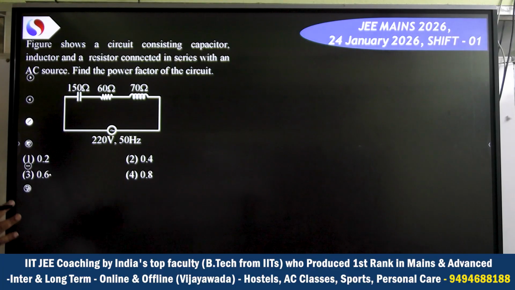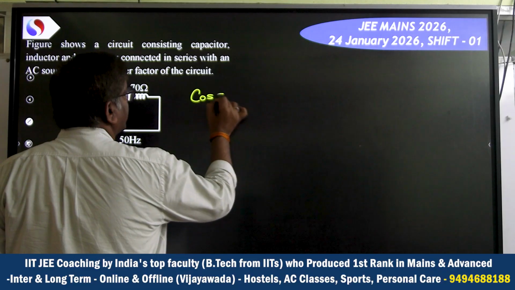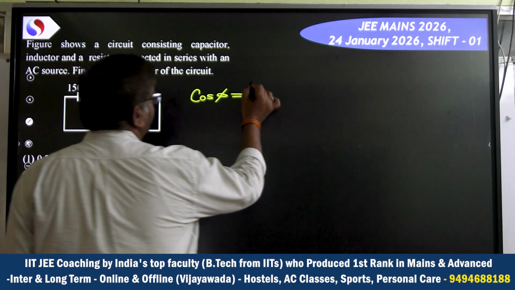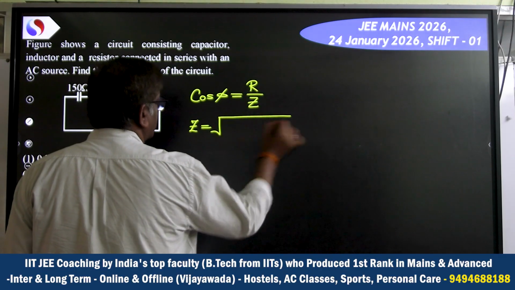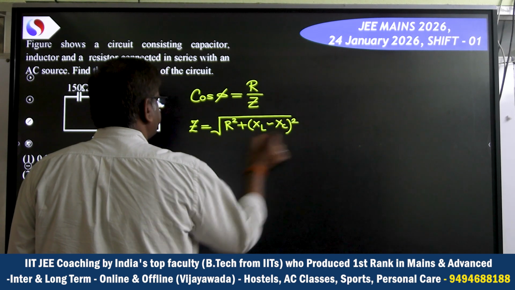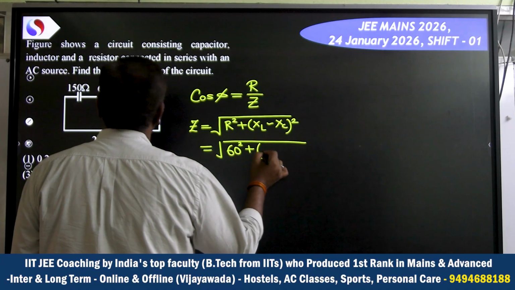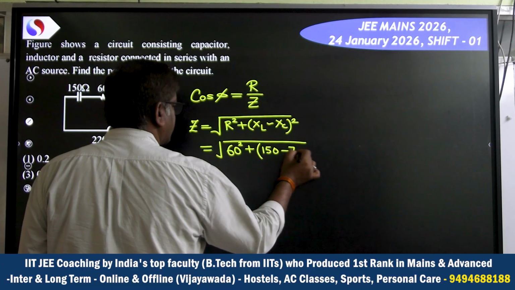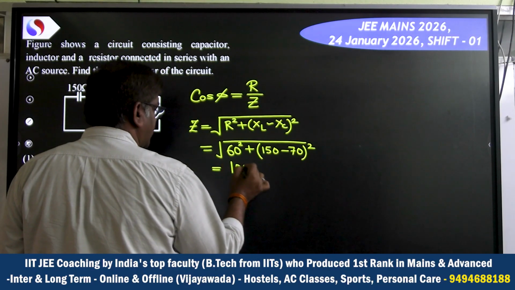Okay, again an LCR circuit. Very common, very frequent questions which you are familiar with are coming. So there is again power factor. Now you know power factor in an AC LCR circuit will be nothing but R by Z. That means first I need to find out the impedance of this circuit, which is the square root of R square plus (XL minus XC) whole square. That gives you 60 square, that is your R, and this is (150 minus 70) whole square. So this is 80, this is 60, this is giving you 100 ohm.